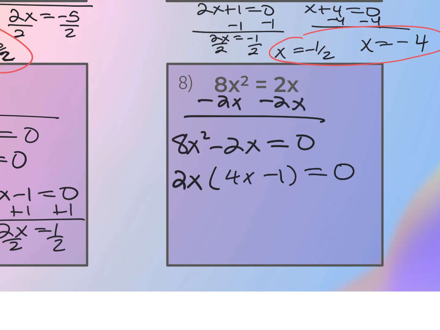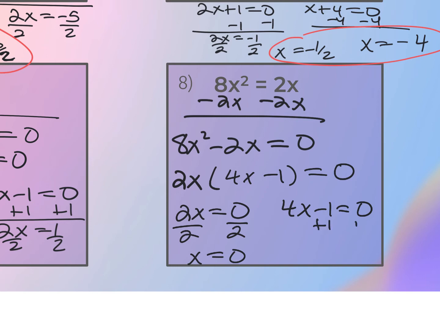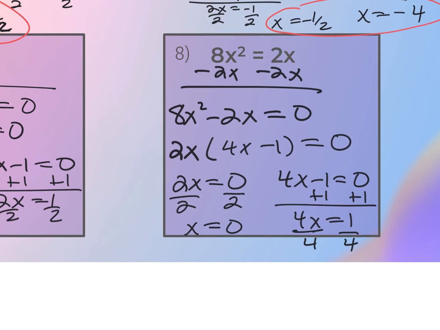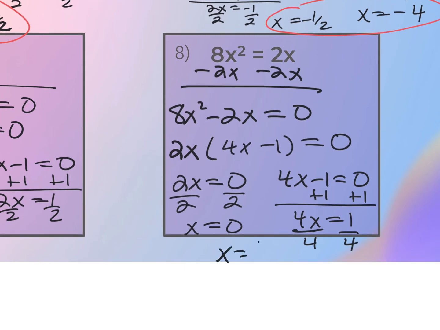Again, set each term equal to 0. And now solve. Divide by 2. X equals 0 on the first one. Add 1. Divide by 4. And my second answer is x equals 1/4. So 0 and 1/4.